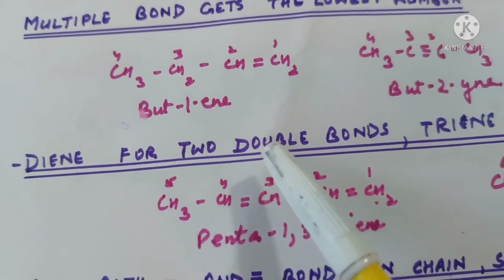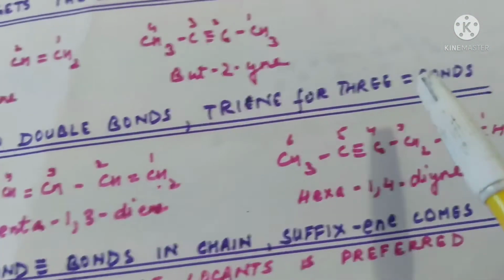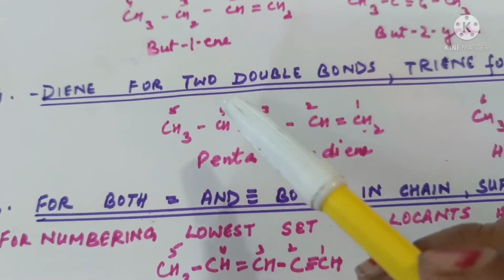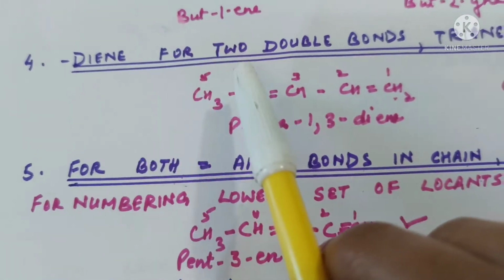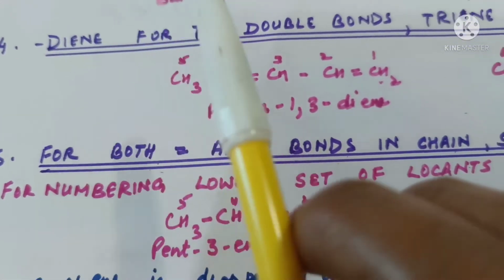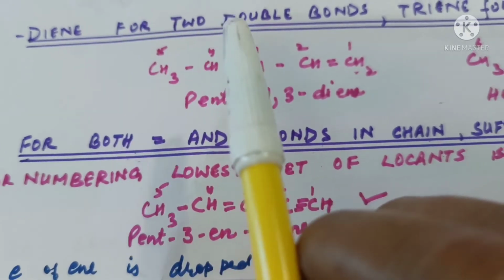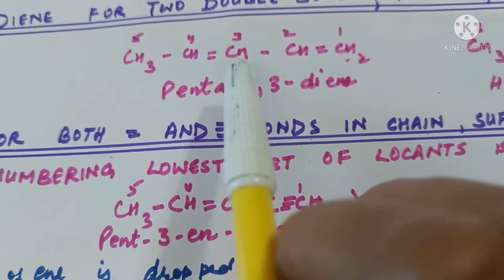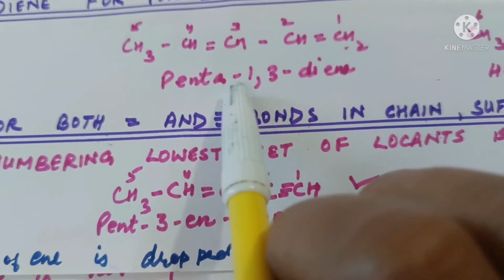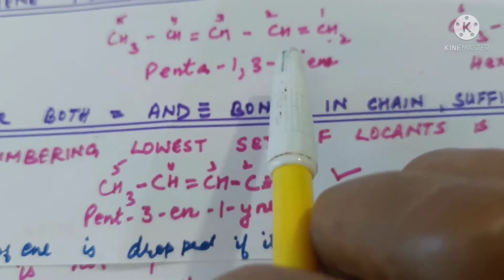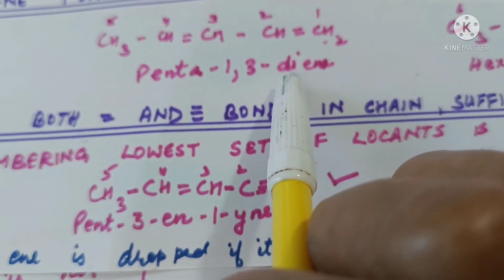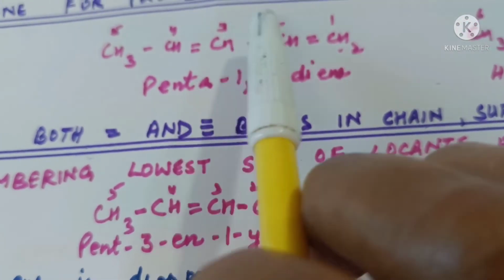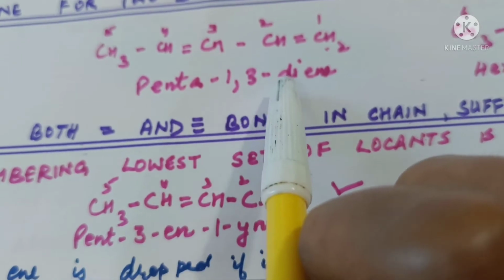Rule: diene for 2 double bonds, triene for 3 double bonds. If the number of double bonds are more, then we use the suffix diene for 2 double bonds, triene for 3 double bonds, tetraene for 4 double bonds, and so on. Another thing is that the word root includes the letter a because the suffix starts with a consonant. So this will be called penta-1,3-diene.